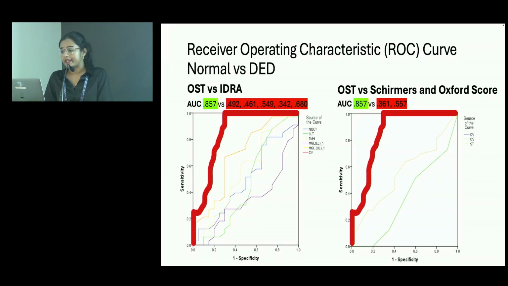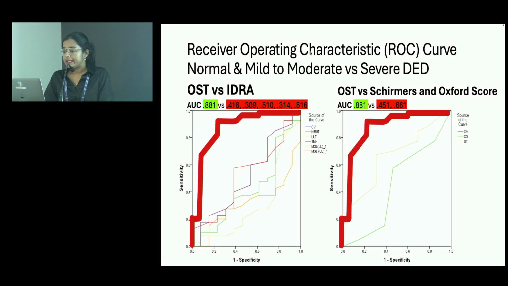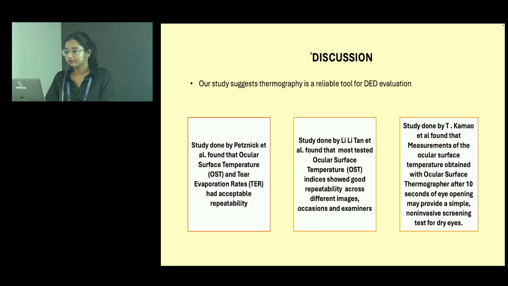Receiver operating characteristic curve is a graphical representation of the discriminant capacity of the test. IDRA and clinical tests were about 50% accurate, while OST had an area under curve of 86% to differentiate normal from dry eye disease. IDRA and clinical tests again showed 50% accuracy, while OST showed 88% area under curve to differentiate normal, mild to moderate dry eye versus severe dry eye disease.